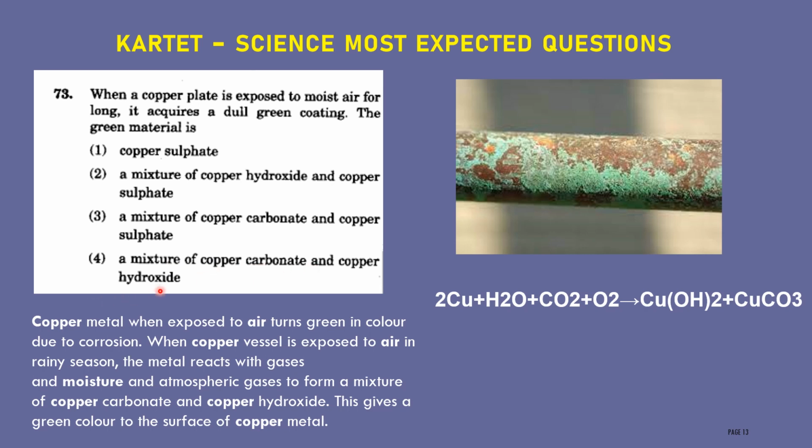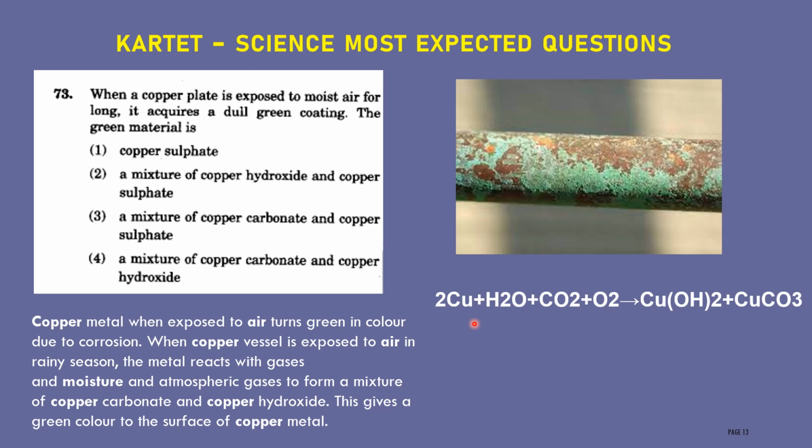Let us discuss here. Copper metal when exposed to air turns green in color. If you expose copper metal to air, then you can see green patches on the copper. This is due to the process of corrosion. When a copper vessel is exposed to air in the rainy season, the metal reacts with moisture and atmospheric gases to form a mixture of copper carbonate and copper hydroxide. This gives a green color to the surface of the copper metal.